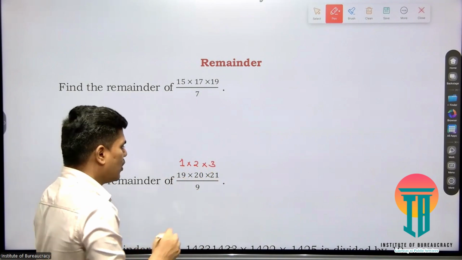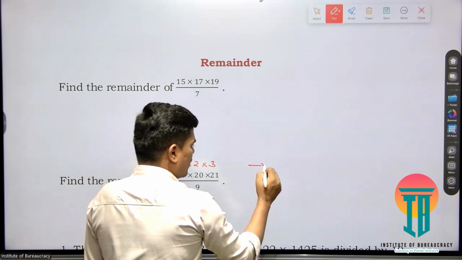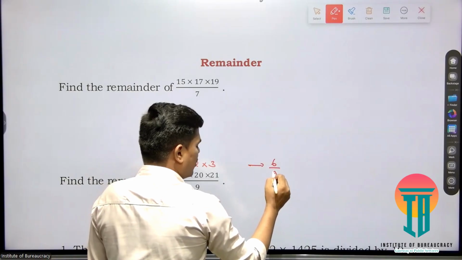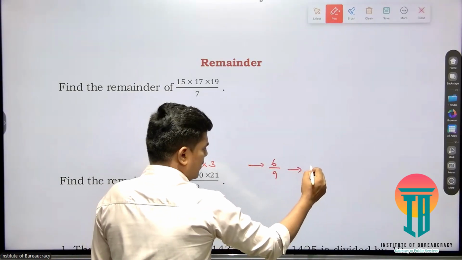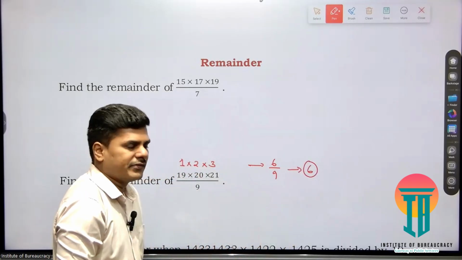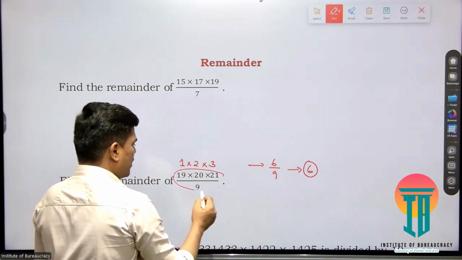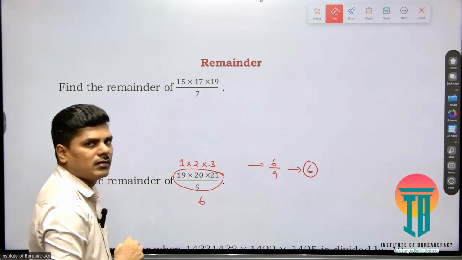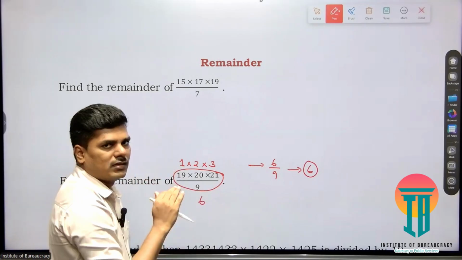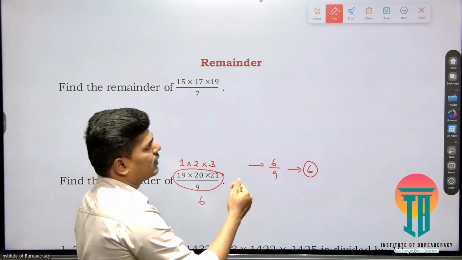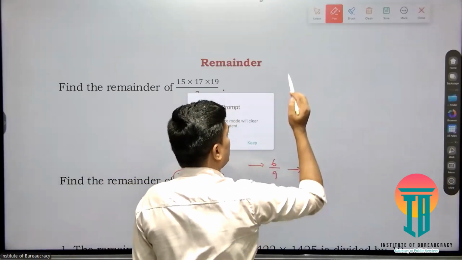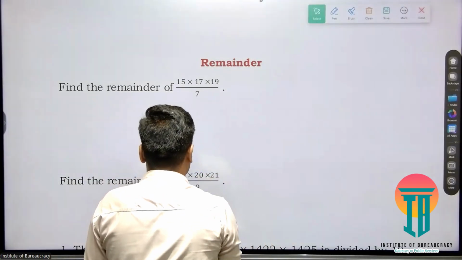21 by 9, the remainder is going to be 3. Now if you multiply all these numbers, what am I getting? 6. When you divide by 9, the remainder is going to be the same 6 only. So for this problem, the remainder is going to be 6. This is the application of the remainder theorem. So the same concept we are going to apply and solve some of the PYQs of the SSC exam.